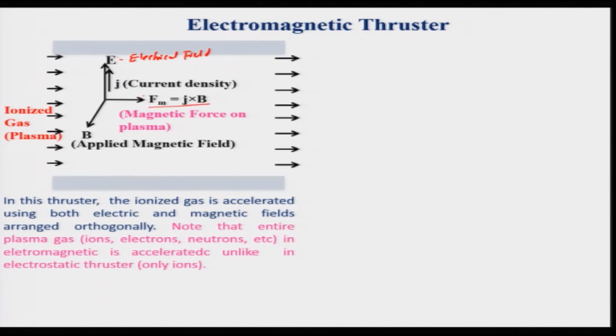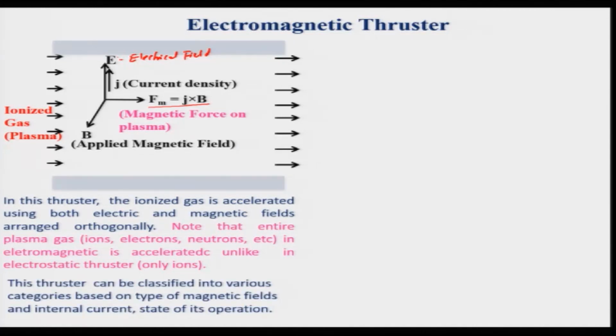This is F m, the magnetic force on the plasma, which is equal to the cross product of J and B. J is your current density and B is your magnetic field, and the plasma will be accelerated, unlike in the electrostatic thruster where only ions are used, not the other components of the plasma like electrons and neutrals. That is the difference between the electromagnetic and the electrostatic thruster.